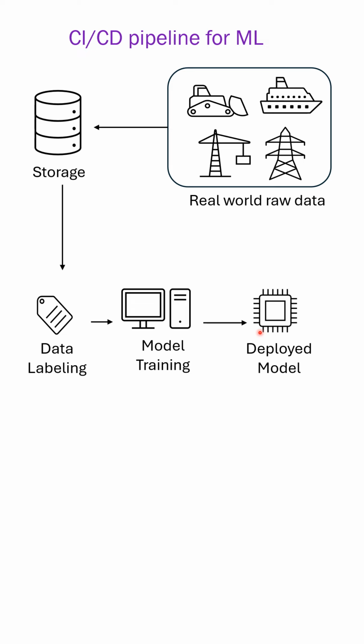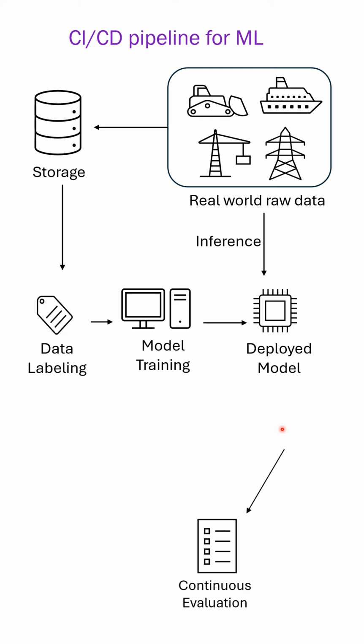Now, once the model is deployed, the real world data would go to these deployed models and give you outputs. It would tell you, for example, if it's an anomaly or not an anomaly, and you can take action based on that. But this doesn't end here. The performance of these models might degrade over time, so you need to continuously evaluate these models as well.